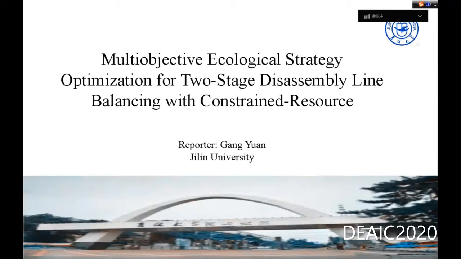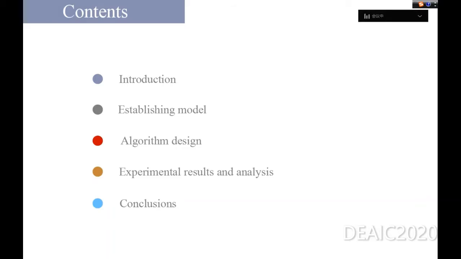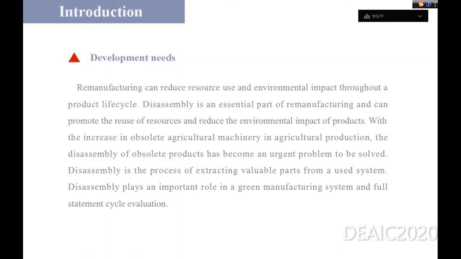My report title is Multi-Objective Ecological Strategy Optimization for Two-Stage Disassembly Line Balancing with Constrained Resource. The contents are: introduction, establishing model, algorithm design, experimental results and analysis, and finally, the conclusions.